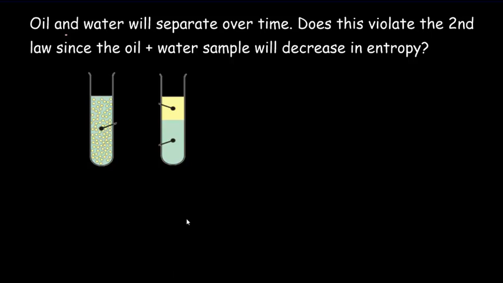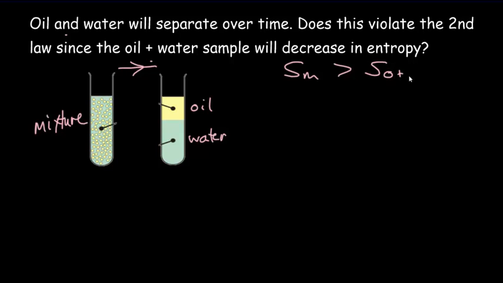Here's another example where it certainly seems as if the second law is being violated. So let's put oil and water into a test tube. Then originally it's going to be all mixed up, so you're going to have a mixture. But if you wait a little bit of time, then the oil and the water will separate. The oil will go to the top and the water will go to the bottom because it's more dense. So our entropy of the mixture is definitely bigger than the entropy of the oil plus water. So that would mean that our change in entropy is less than 0, and that would violate the second law.